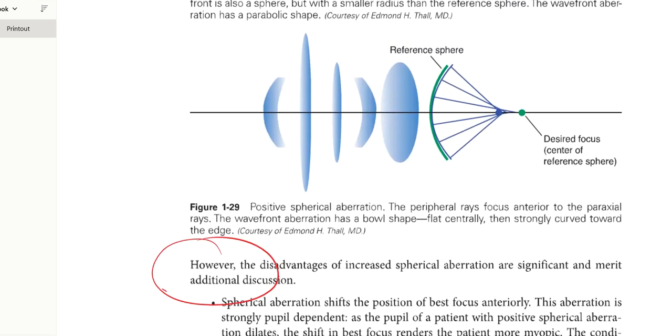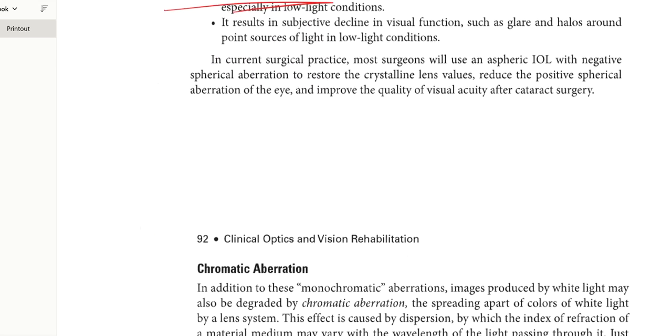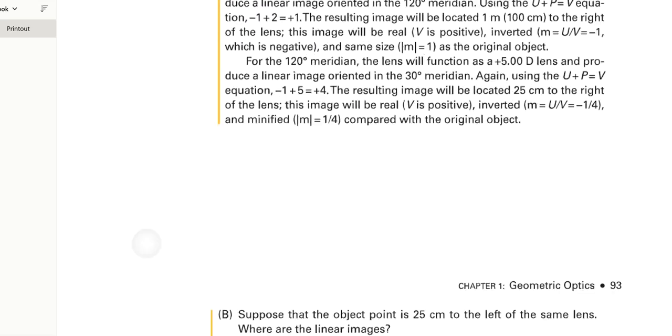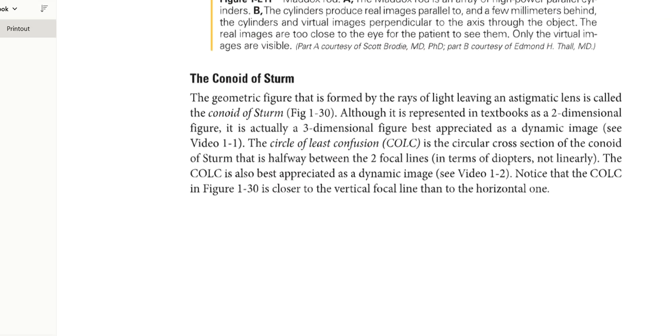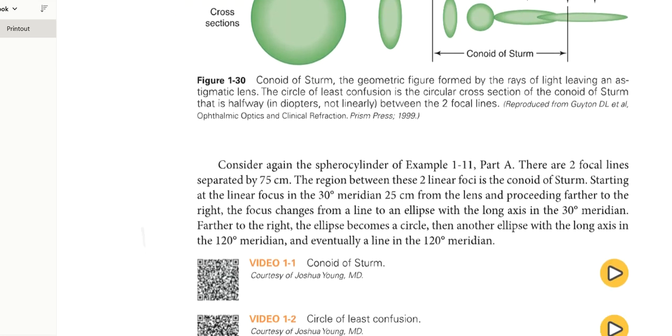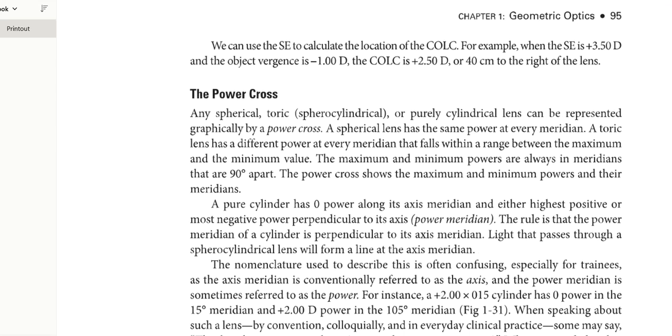Spherical aberration, please read it very carefully. Night myopia. This is very important. Okay. Chromatic aberration also important. And also read the concept of circle of least confusion and the least diffusion. Please read it. Spherical equivalent. There will be questions about the spherical equivalent in the exam.